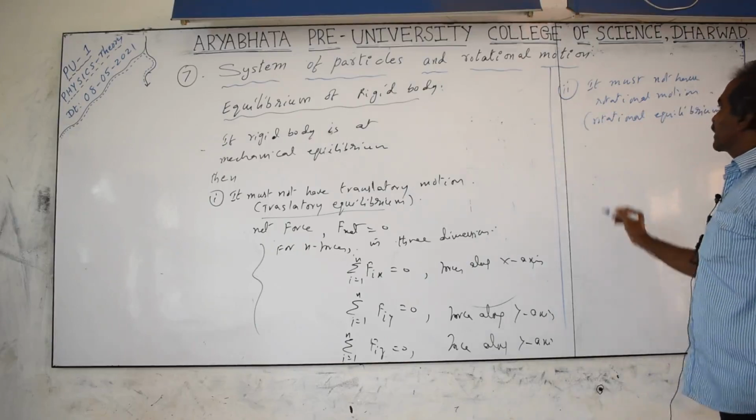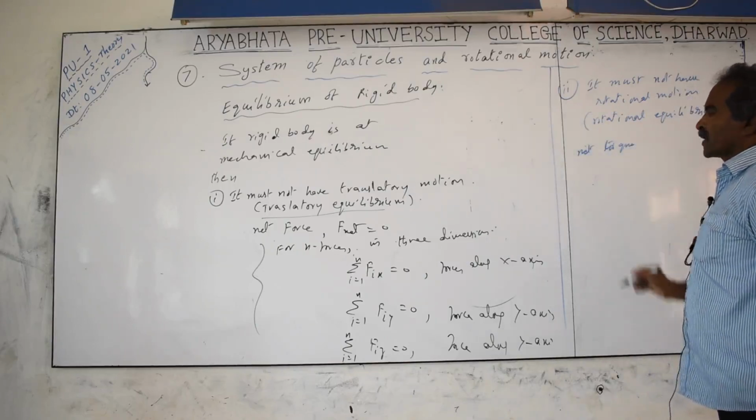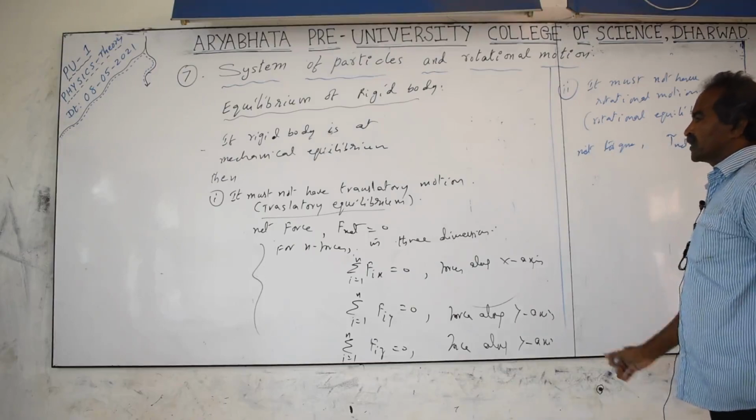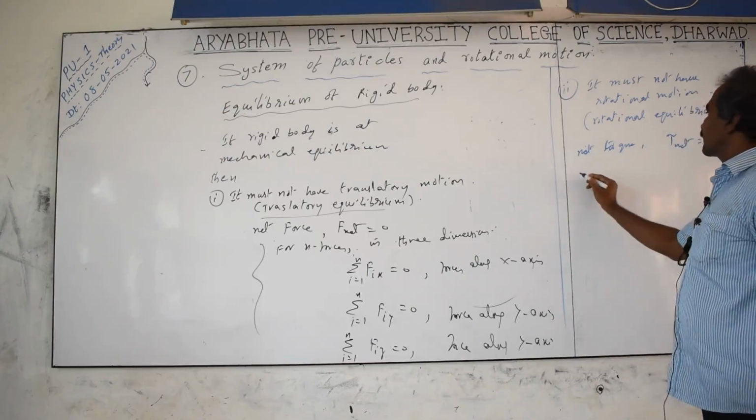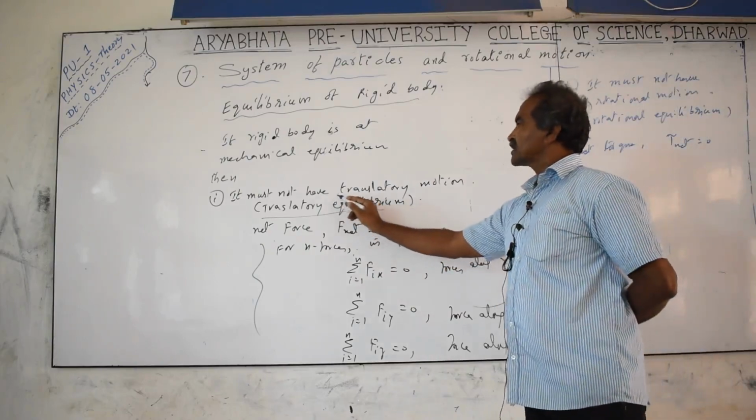Rotational equilibrium. Then net torque tau net equal to 0, we have to take for n torques. And one more thing is that the body must not have translatory motion.